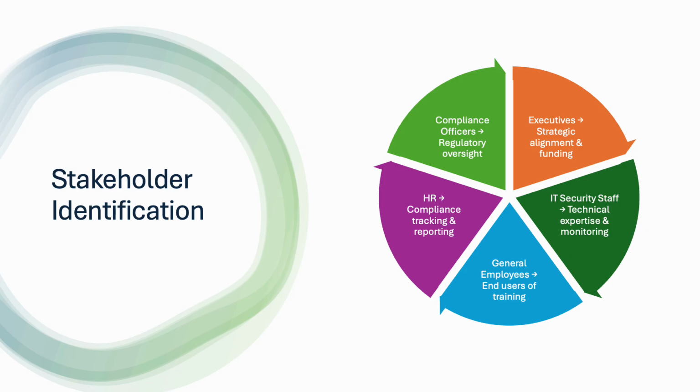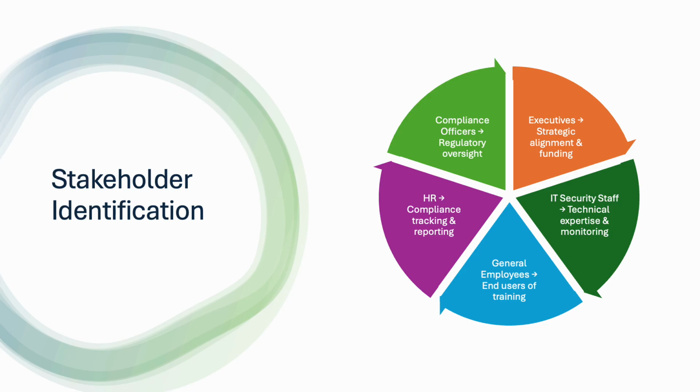Beyond identifying these stakeholder groups, it is important to understand their relative influence and interest. Executives and compliance officers typically hold high influence, as they can determine funding and regulatory approval. IT staff and HR have medium to high influence, as they shape the program's technical and administrative execution. Employees may be lower influence individually, but collectively they represent the ultimate measure of project success. Mapping stakeholders on a power-interest grid or maintaining a stakeholder register are effective tools for managing this complexity.